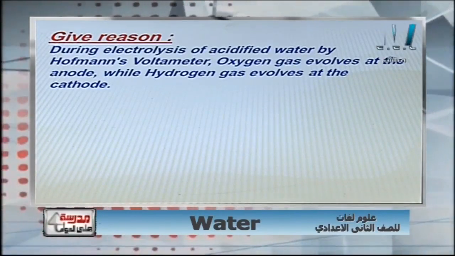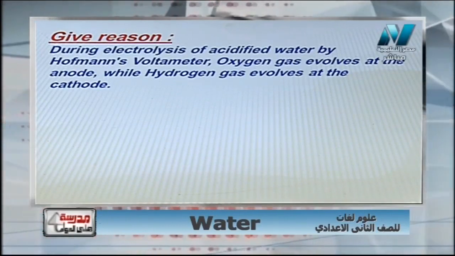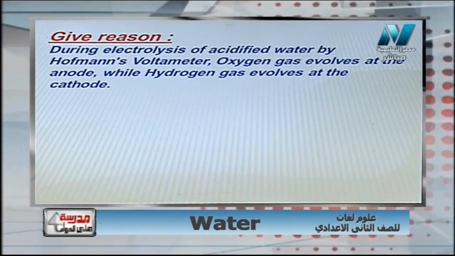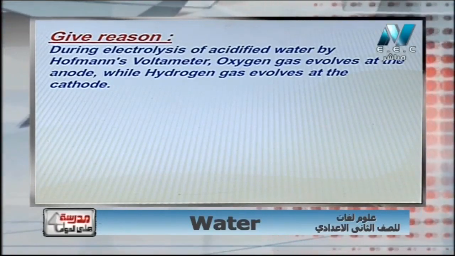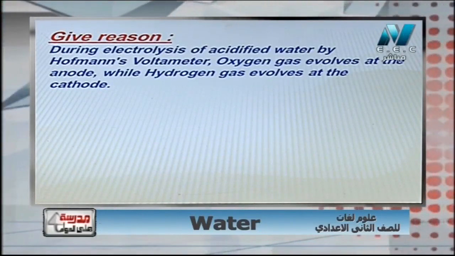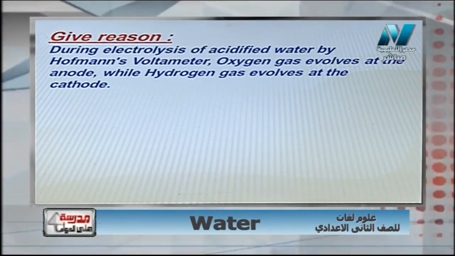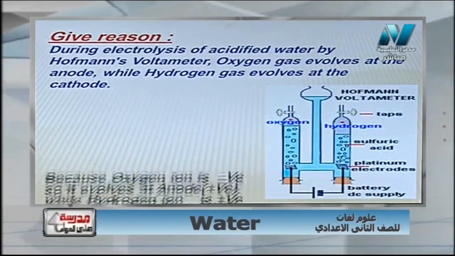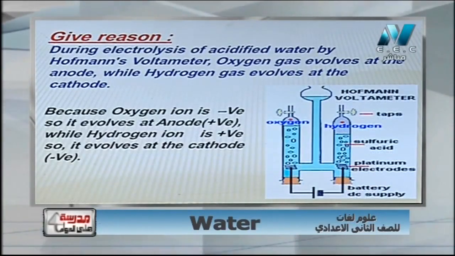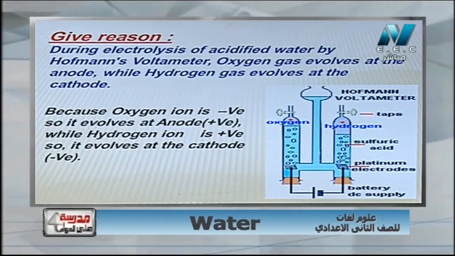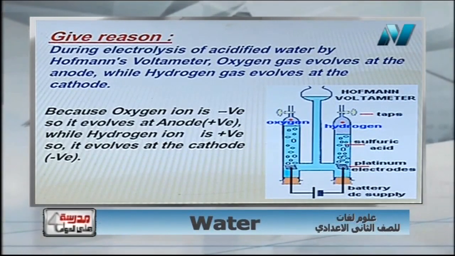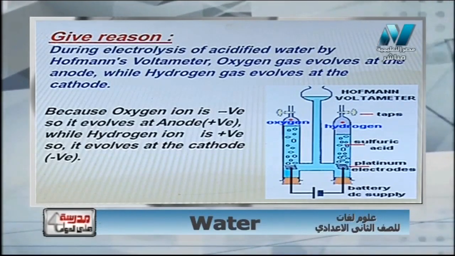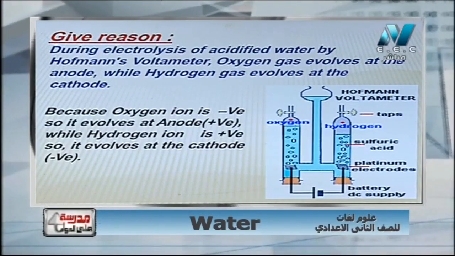While hydrogen gas evolves at the cathode. We explain it. Why? Because oxygen is what? Negative ion. And hydrogen is what? Positive ion. So the negative ion will collect on positive and hydrogen will collect on the negative. Let's see the answer. Because oxygen ion is negative, so it evolves at the anode, and the anode is positive. While hydrogen ion is positive, so it evolves at the cathode, which is negative.